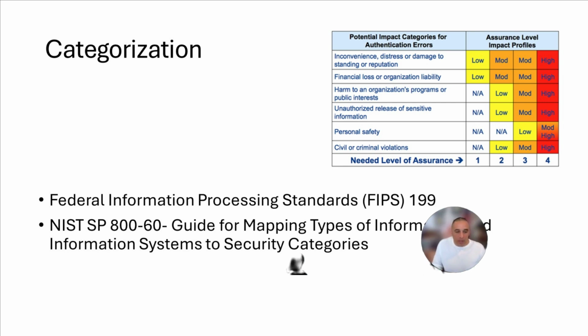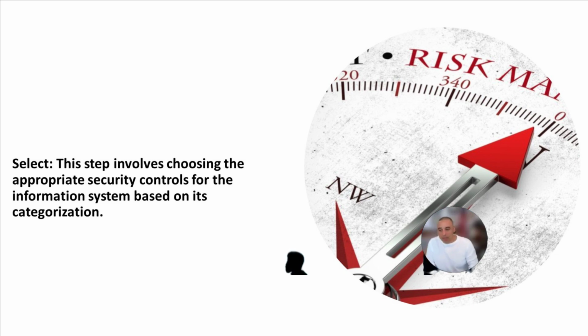Proper categorization helps organizations apply appropriate security controls, safeguards, and risk management practices that address the unique security needs of their systems and information assets. It forms the foundation for implementing a risk-based approach to cybersecurity and ensuring the protection of sensitive information and critical systems. The third step is selecting.